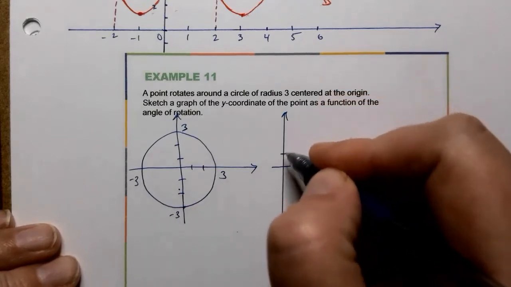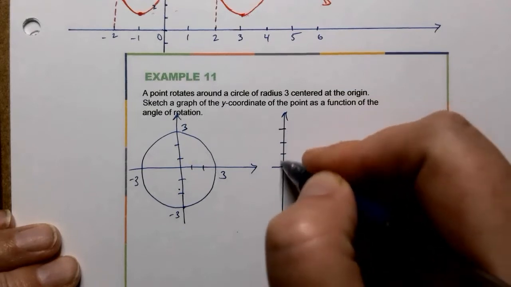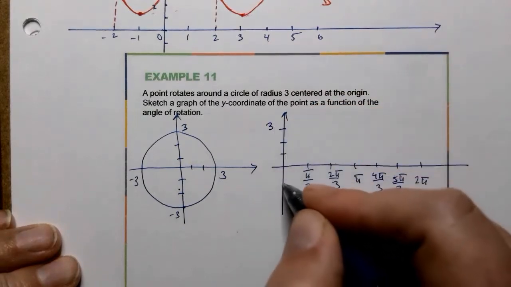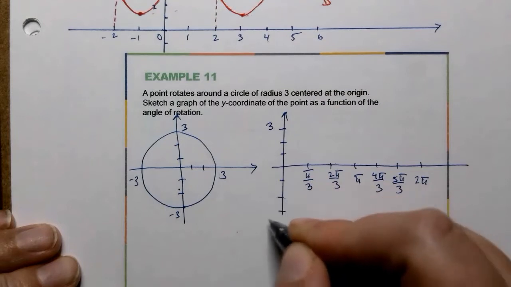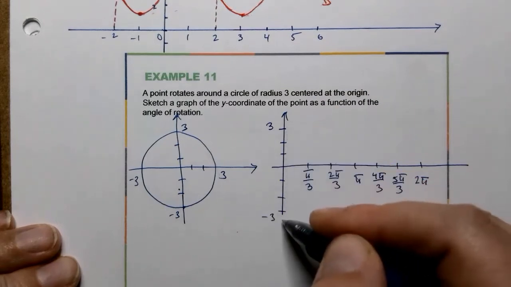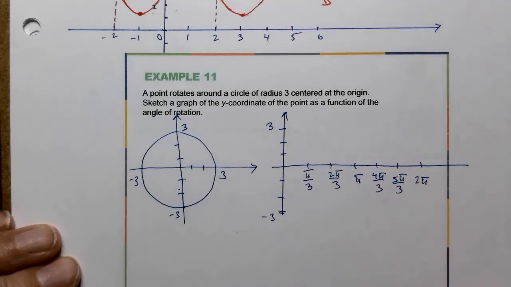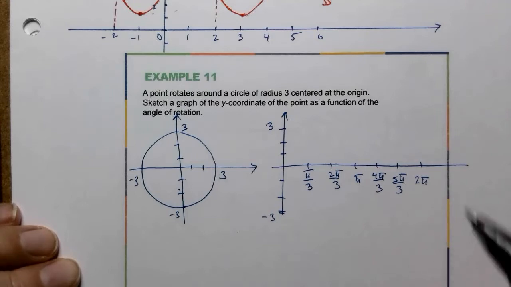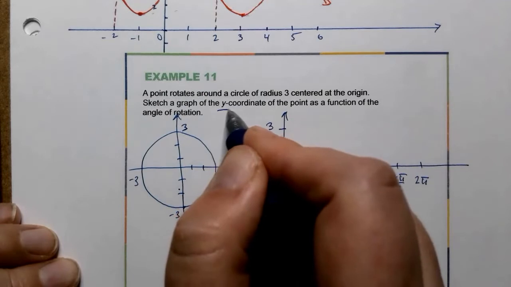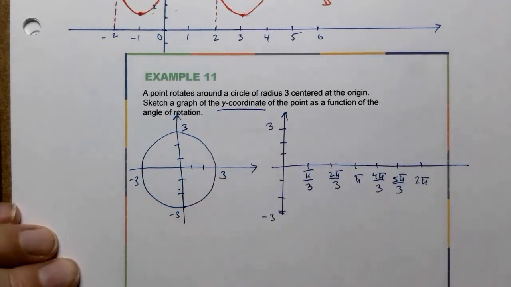But instead of going up to 1 on the y-axis, this graph will go up to 3 and down to -3. So the amplitude for this sinusoidal function will be 3. Okay, and how do we know it's a sine function? Because we're plotting the y-coordinate, not the x-coordinate. If they asked us to plot the x-coordinate, then we would have a cosine function instead.